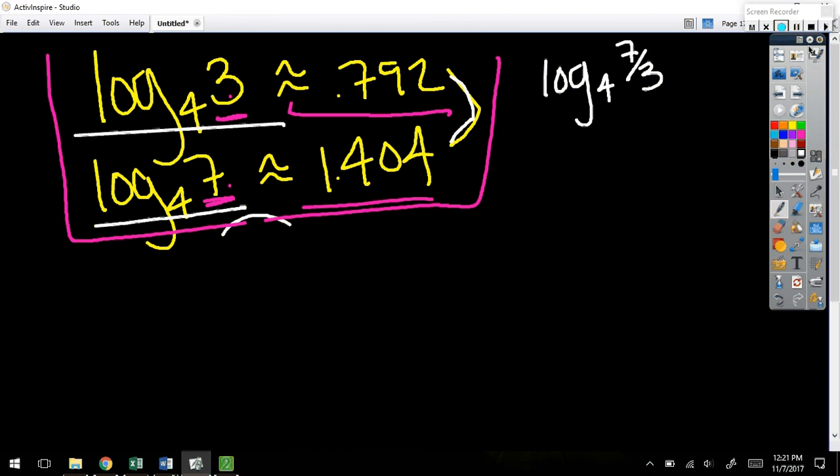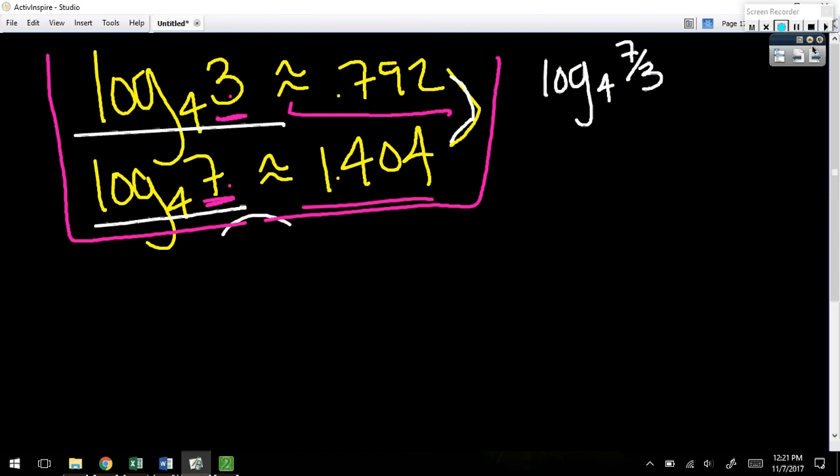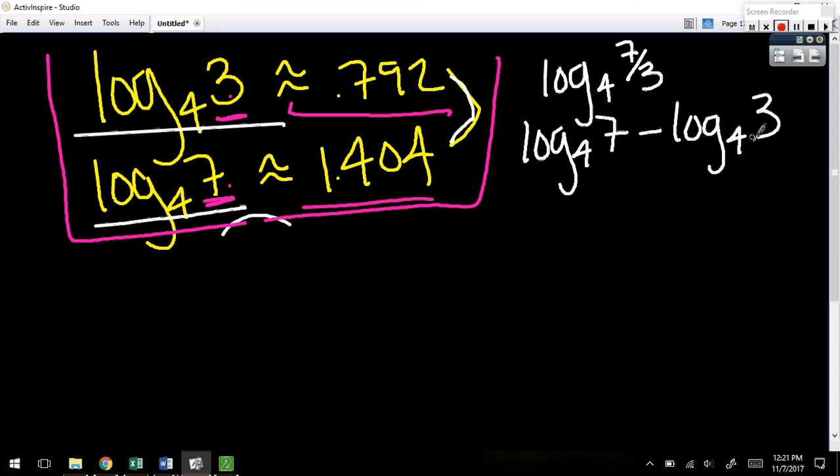So how could I split this up? Log base 4 of 7 minus log base 4 of 3. Log base 4 of 7 is 1.404 minus 0.792. Which is what? 0.612. Thank you.